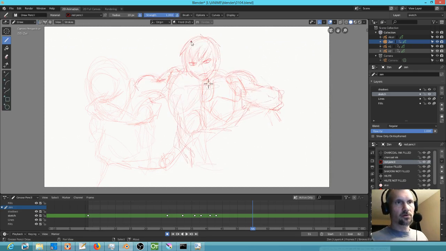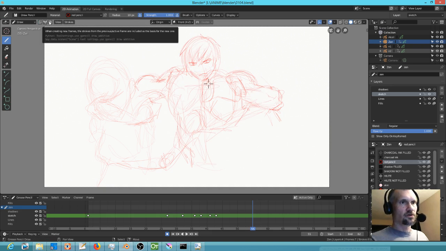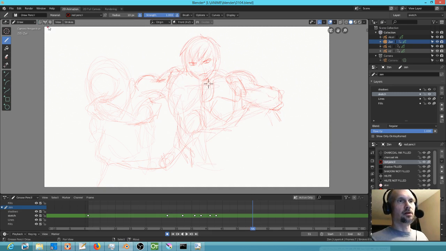We're in draw mode. Snowflake. When creating new frames, the strokes from the previous frame are included as the basis for the new one. Dude, I'm turning that on myself. 9 times out of 10, that's what I want. So, there you go, Seal. Amar, thank you, sir. I appreciate you stepping up there and helping out.